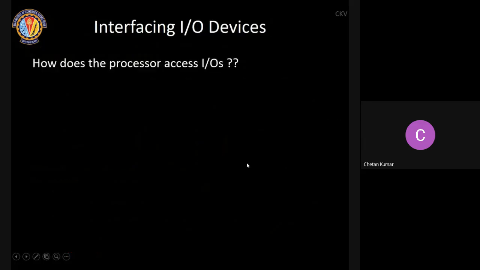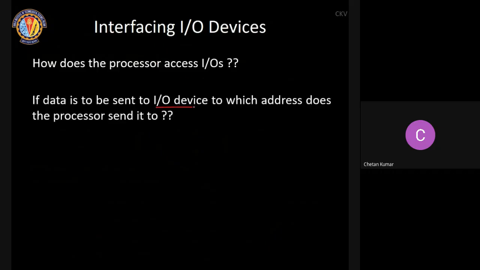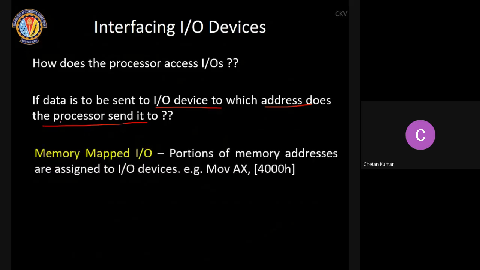Okay, so this is about the bus and the arbitration schemes and so on. But one thing that you have to understand is how the processor actually accesses the IOs. If the data is sent to the IO device, to which address does the processor send it? There are two things. One is called memory mapped IO, where portions of the memory addresses are assigned to IO devices. If you remember the address decoding part, whenever you wanted to access memory, some address was allocated to IO devices or some other external devices. That was basically your memory mapped IO, and you interact with the help of move instructions.